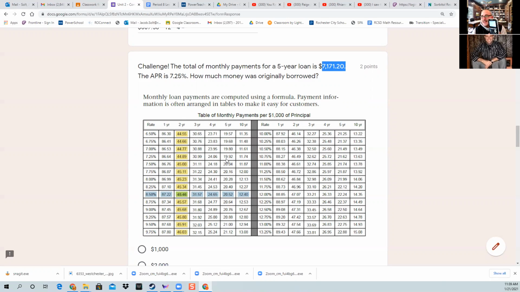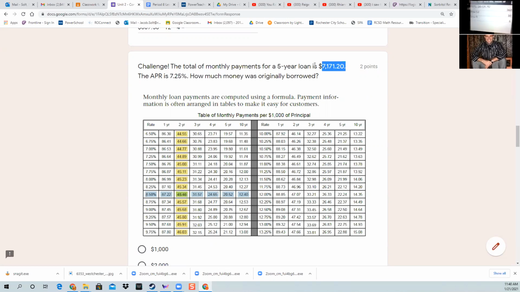All right, so I know that $19.92 is 360 times smaller than $7,171.20. Now I can divide by how many months there are in a 5-year loan. I know that there are 12 months in each year, and there's 5 years here. So let me divide by 12, divide by 5. I get 6.